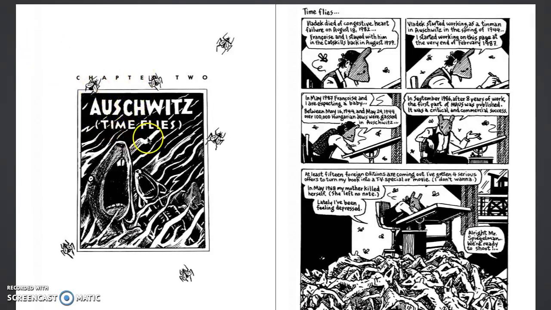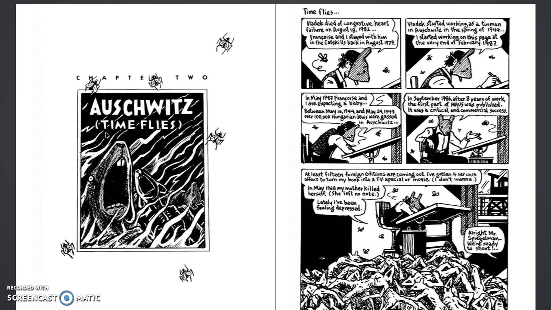We're looking here at Auschwitz time flies. I believe we talked about in class the flies and the significance that they are time flies and that they're coming from the past, and that's revealed further on this page here where we can see that the flies, which are a representation of guilt, are emerging up out of this pile of dead bodies.